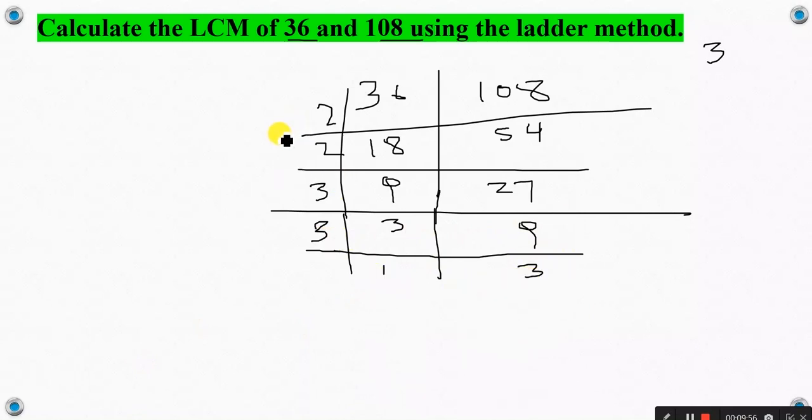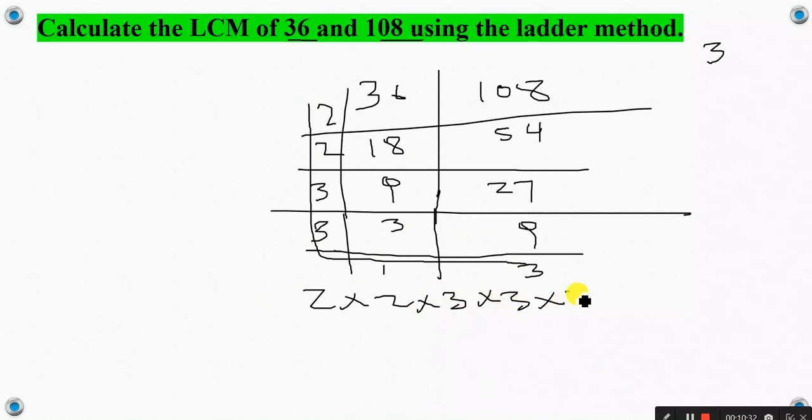To get the least common multiple, we multiply both columns and the row. We do not take 1 as a number. So we multiply all these prime numbers: 2 times 2 times 3 times 3 times 3. It is 108. So the least common multiple of 36 and 108 is 108. So this is the ladder method.